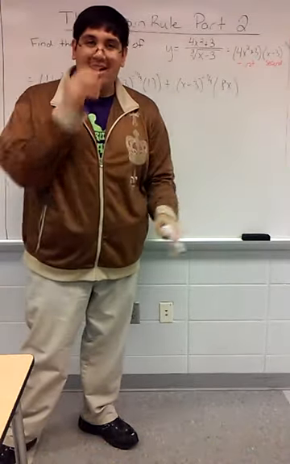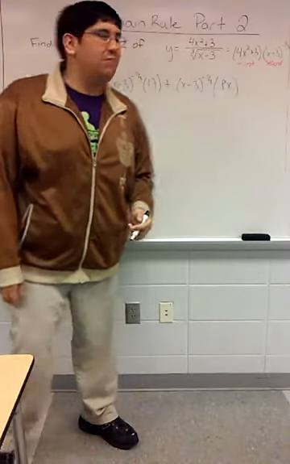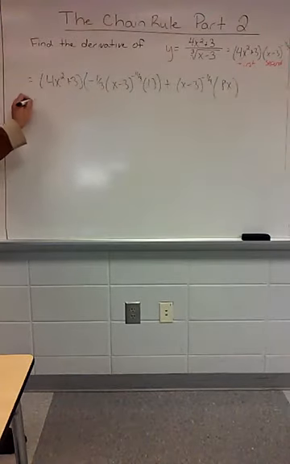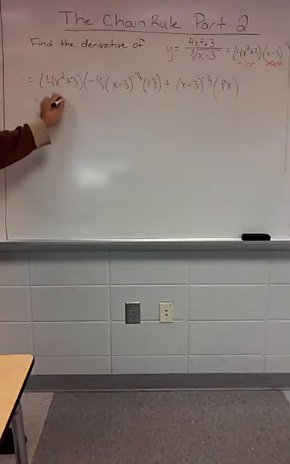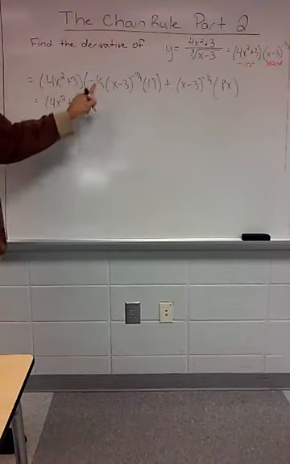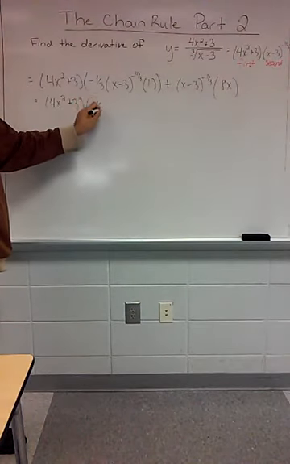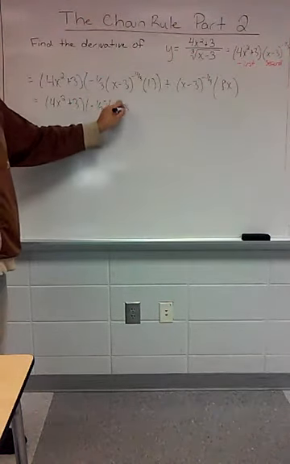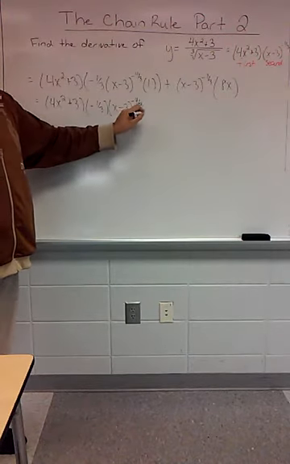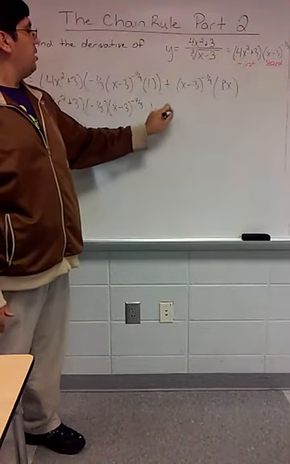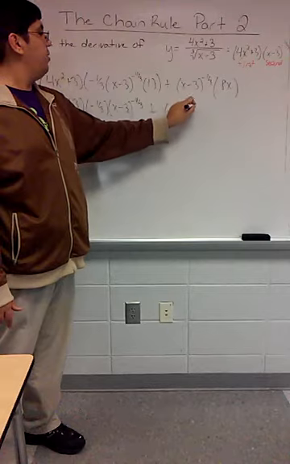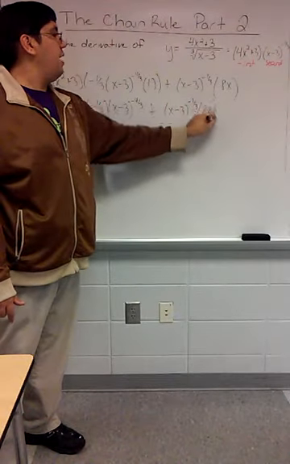Now that the calculus is out of the way, let's do some algebra and clean it up. I noticed that I would just have 4x squared plus 3 times a negative 1/3 times x minus 3 to the negative 4/3 plus x minus 3 to the negative 1/3 times 8x.